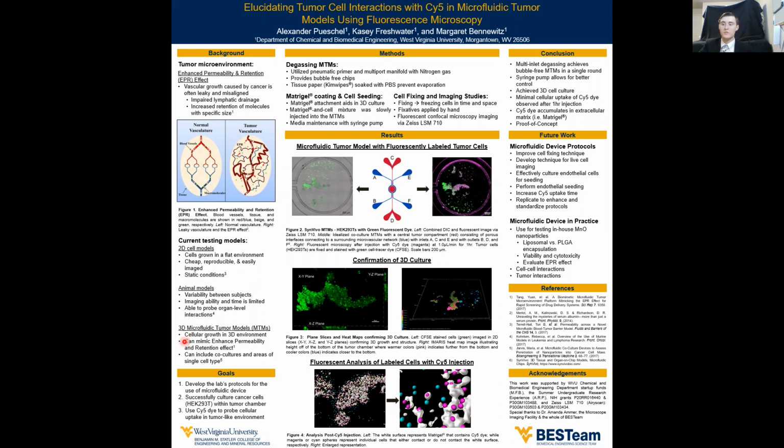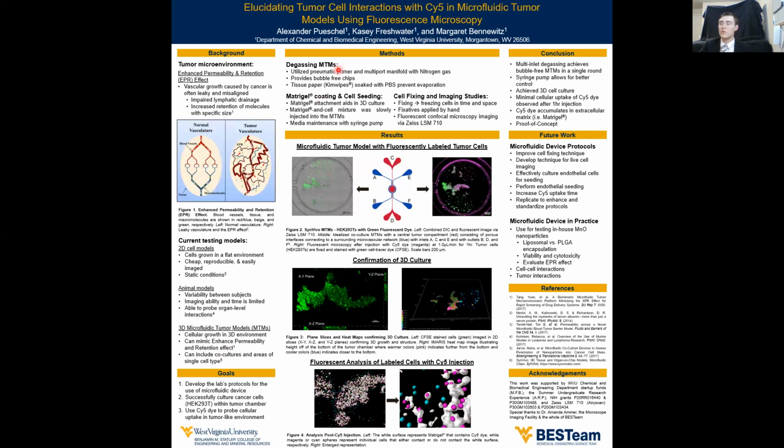Now, these MTMs allow cells to grow in a 3D environment. They mimic the enhanced permeability effect, something 2D models don't. And they can have co-culture, which is you can have more than one cell type grown in this tumor chamber, or one in the tumor chamber, one in the vascular chamber. And the tumor chamber is in red and the vasculature is in blue.